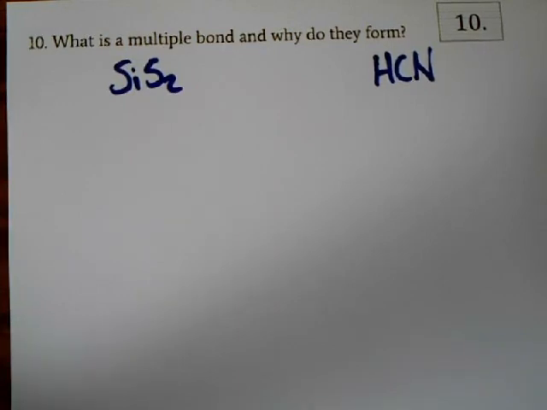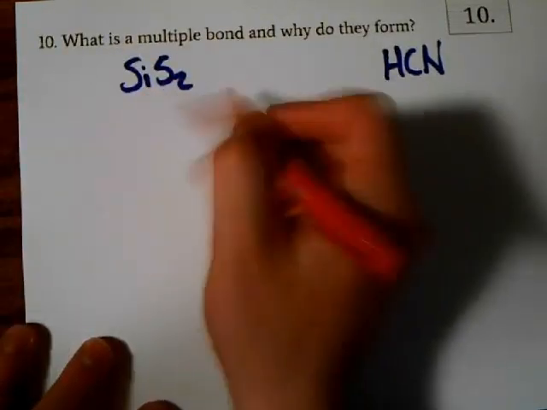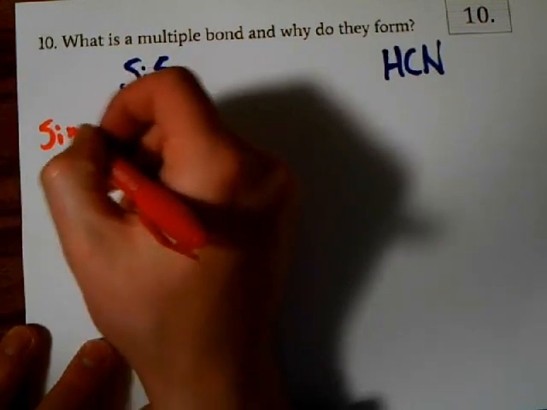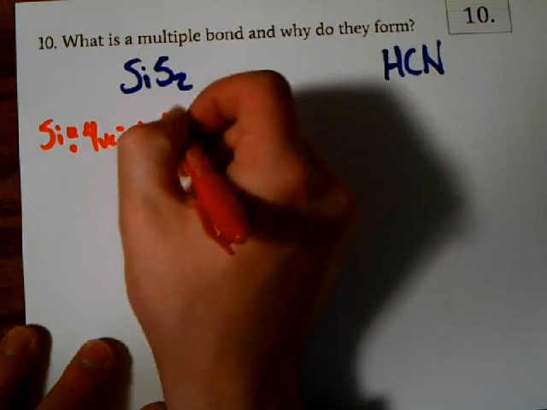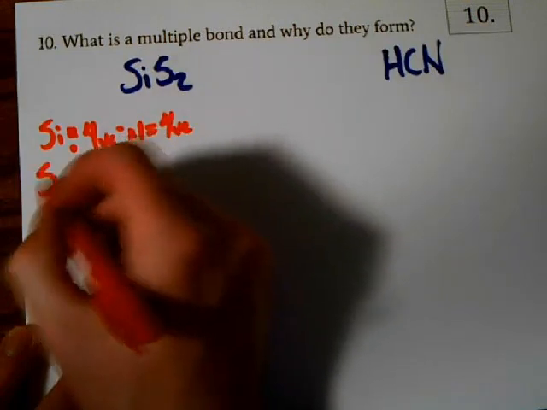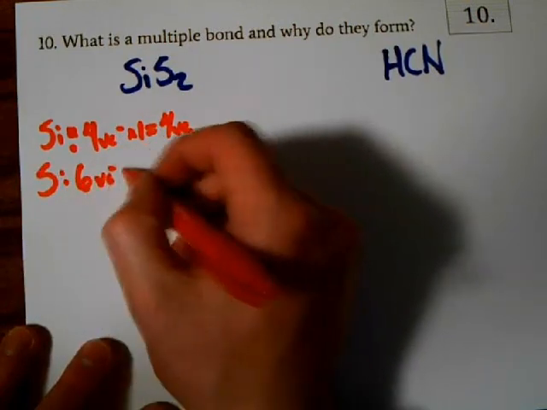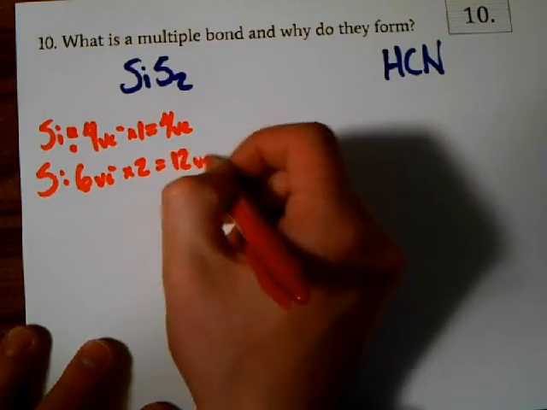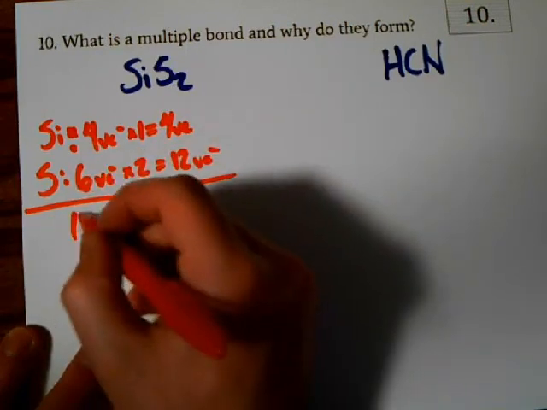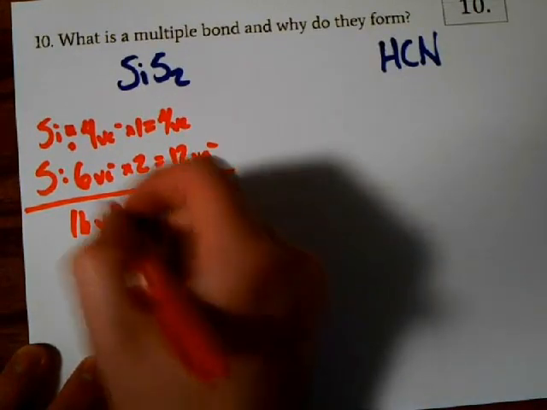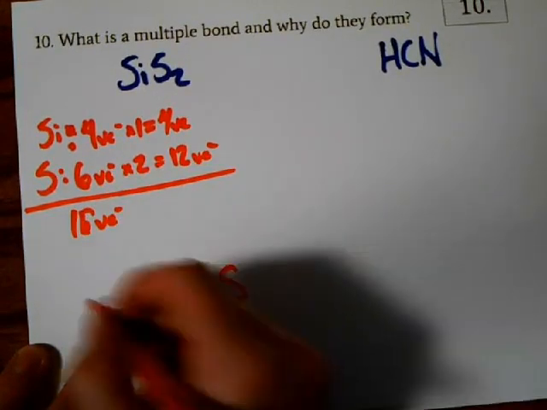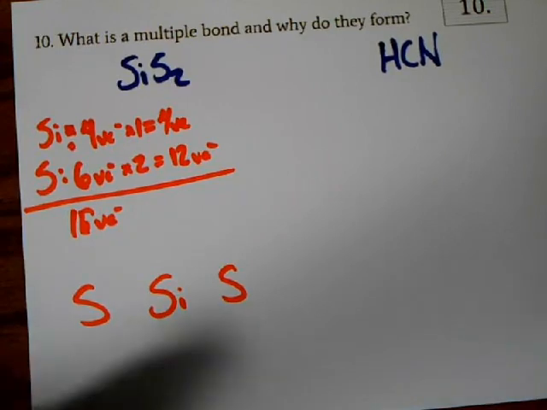The first one, for SiS2, I'm going to have to count how many valence electrons I get. Well, silicon is going to give me 4 valence electrons. There's just 1, so that's 4 valence electrons total. Each sulfur is going to give me 6 valence electrons, and I have 2 of them, which is a total of 12 valence electrons, so my total number I get to use is 16. We're going to start seeing that certain numbers represent certain bonds, certain numbers of valence electrons to use. But for this, I'm going to walk through it.